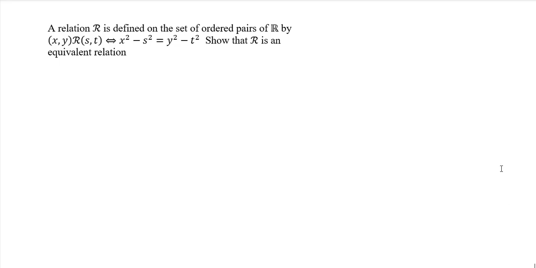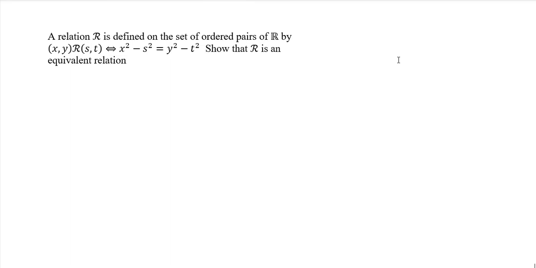Okay, so let's get started with our problem. A relation R is defined on the set of ordered pairs of real numbers by (x, y) is in relation with (s, t) if and only if x squared minus s squared is equal to y squared minus t squared. Show that R is an equivalence relation.